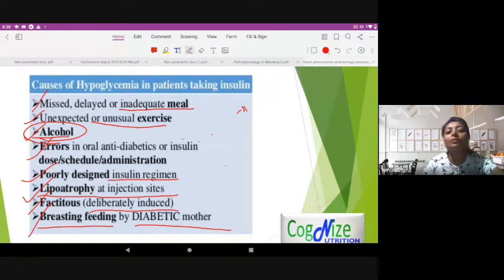Okay, let's say for example, the person did not want to take insulin. The person has deliberately not taken insulin, right? Or maybe the person has deliberately tried to induce hypoglycemia, which is purposely done. Any condition which is purposely done.